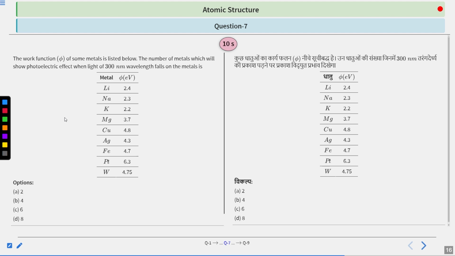The metal work functions are: lithium 2.5 electron volt, sodium 2.3 electron volt, potassium 2.2 electron volt, magnesium 3.7 electron volt, copper 4.8 electron volt, silver 4.3 electron volt, iron 4.7 electron volt, platinum 6.3 electron volt, and tungsten 4.7 electron volt. Your options are A 2, B 4, C 6 and D 8. Clear? You have 10 seconds to solve this question. Your time starts now.